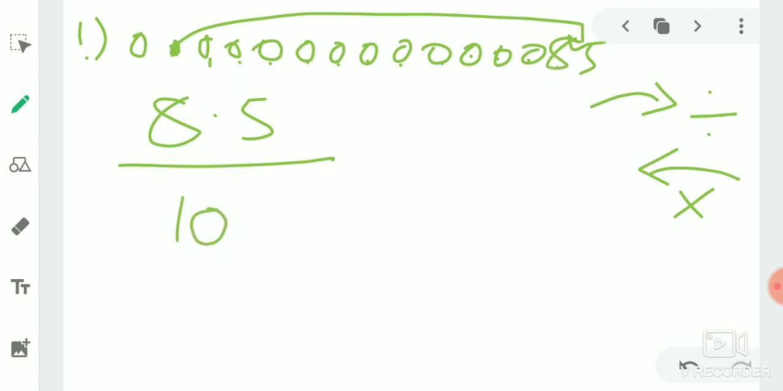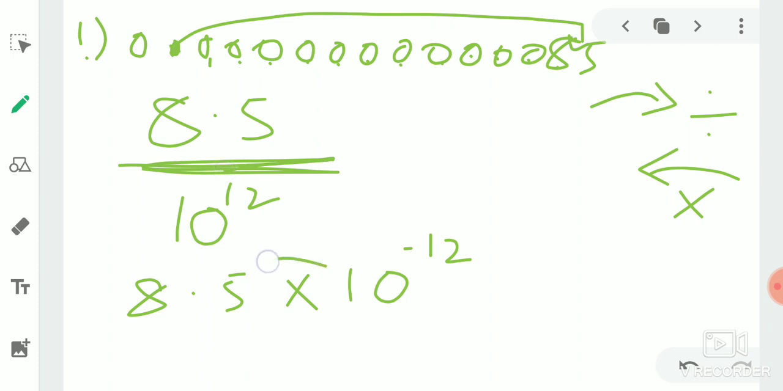So I will write 10 raised to power 12, or I can write it as 8.5 multiplied by 10 raised to power minus 12. I convert this division into multiplication, so there will be the reciprocal, that's the minus 12. I have shown this in the previous lecture, you can go through that.